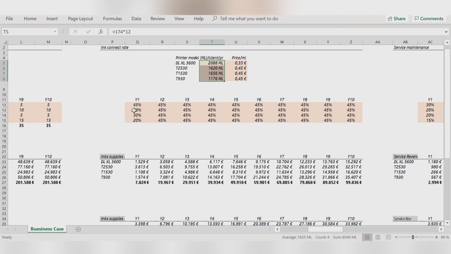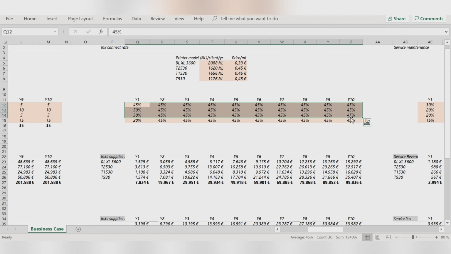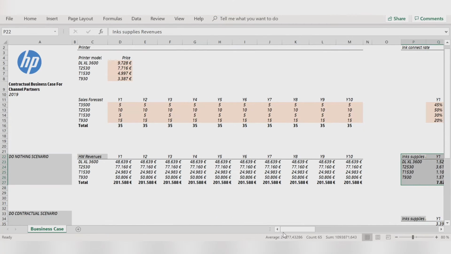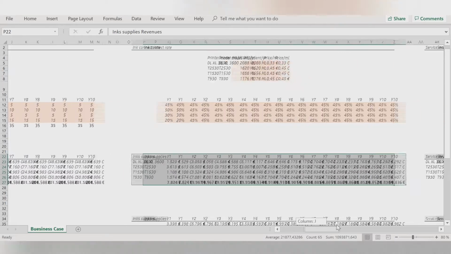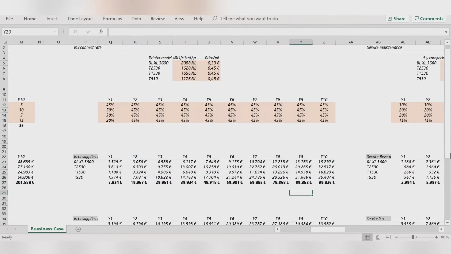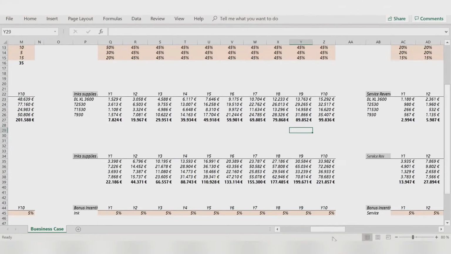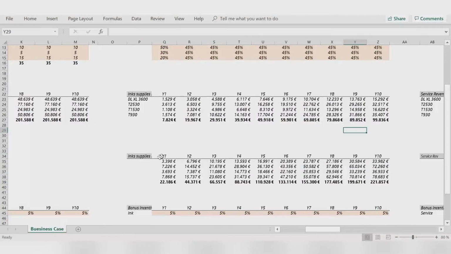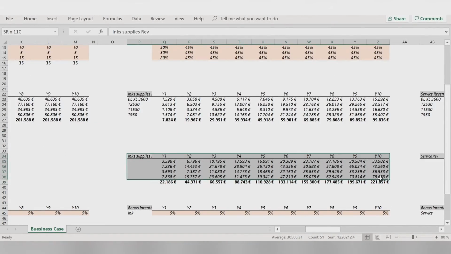So when you have this number nailed down, please plug it in. Then in this chart here, you will see the calculations of the do nothing scenario, the revenues you're getting today. And then at the bottom, we have the do contractual scenario. You have here the chart about what if you would be getting a 100% connect rate on ink for the printers that you will be expecting to sell over the next years.